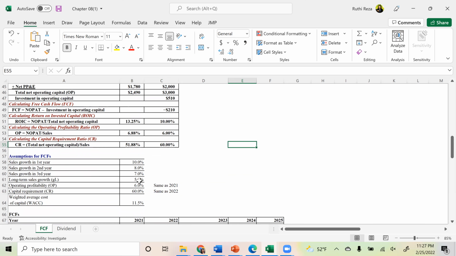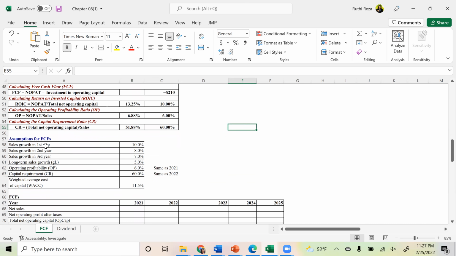Now, we have several assumptions for the free cash flow to the firm in the coming years. Sales growth in the first year is 10%. Sales growth in the second year is 8%. Sales growth in the third year is 7%. Then long-term growth will be 5%. And the operating profitability ratio and capital requirement ratio will remain the same as in the year 2021. You can see here a 6% operating profitability ratio and a 60% capital requirement ratio. And then the weighted average cost of capital is expected to be 11.5%.